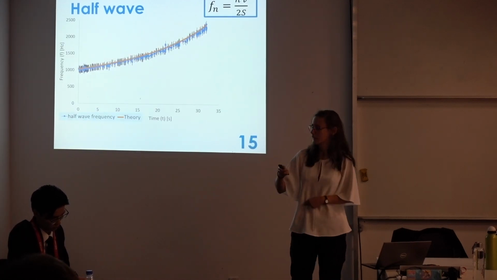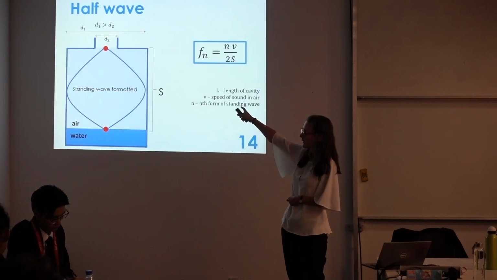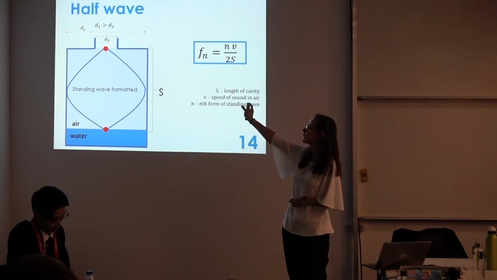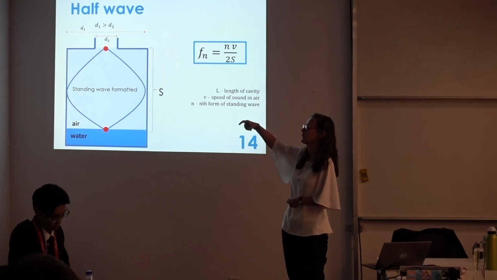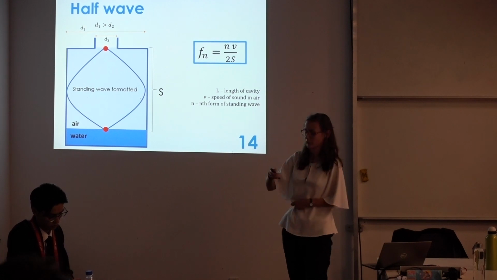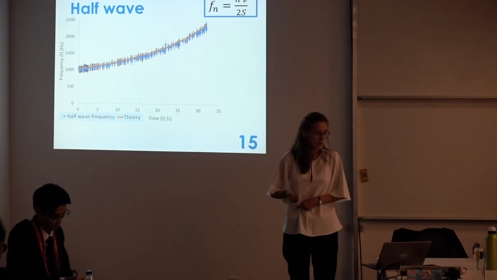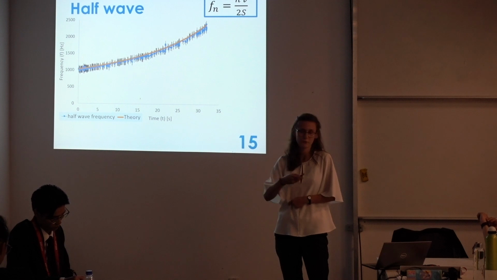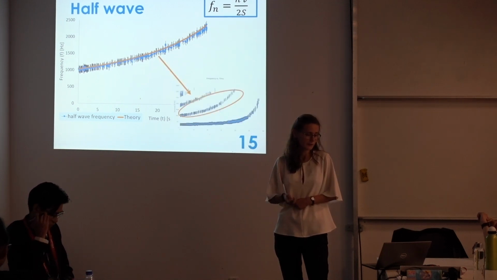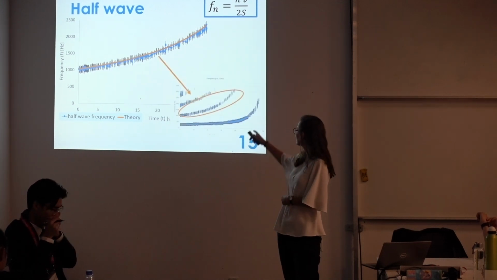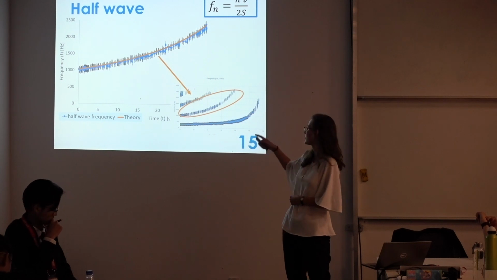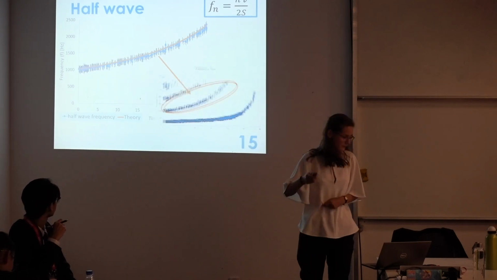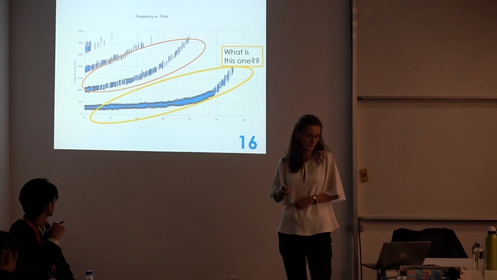Due to the fact that the area of the diameter of the neck is smaller than the diameter of the bottle, we fitted the curve. We fitted our experimental data, and okay. So this is one of our first graphs that I showed you, the half wave. What is the second one?